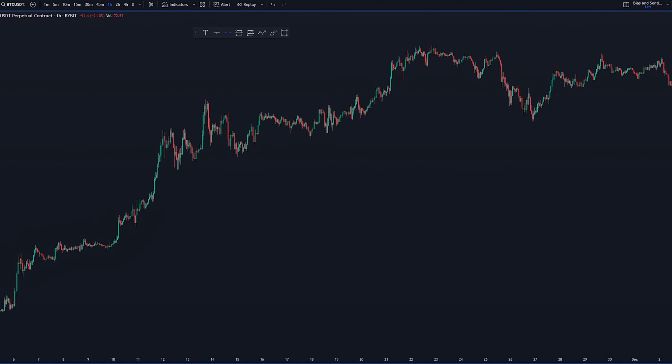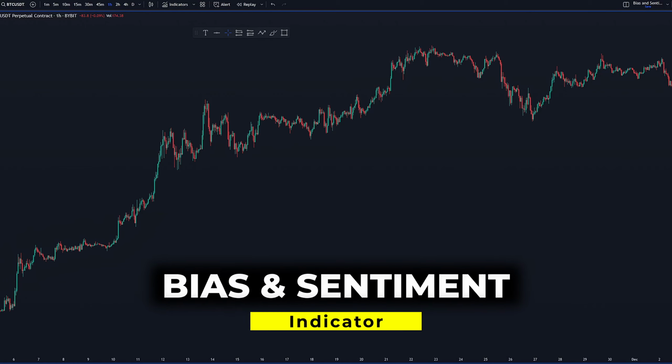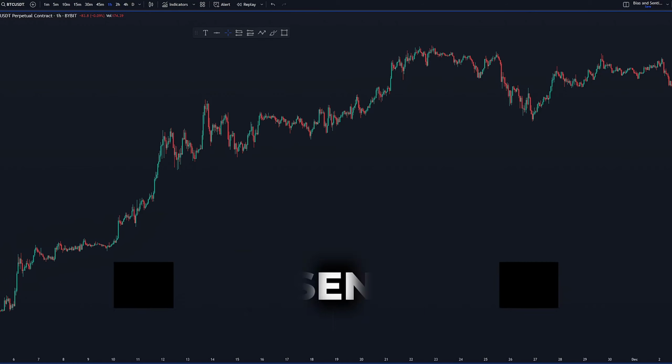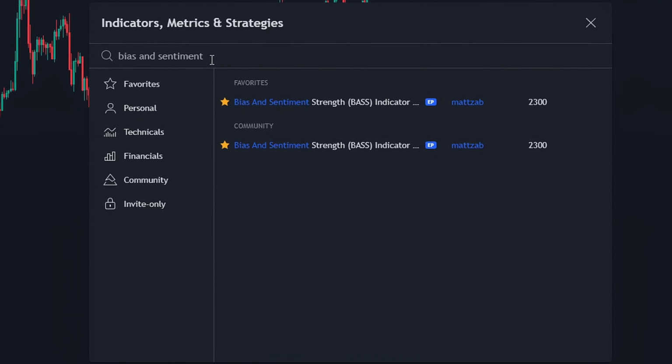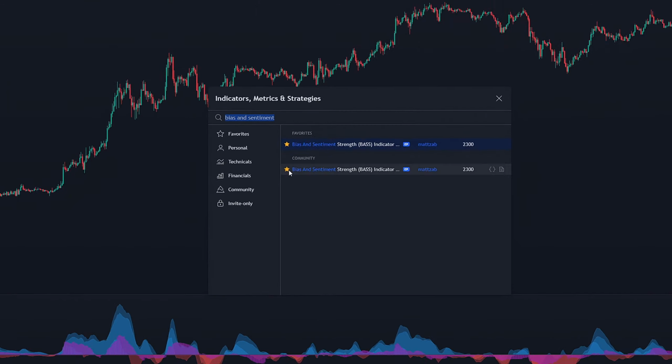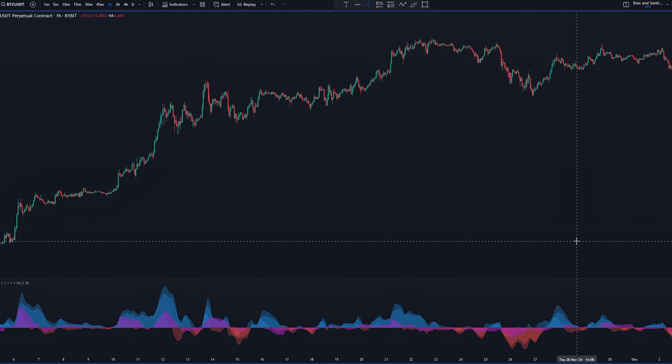Today we're going to build and analyze a strategy based on the Bias and Sentiment Strength Indicator, or BAS for short. In order to load it, open the indicator section and type Bias and Sentiment, and open this Editor's Pick indicator by Matt Sub. Let me quickly explain how this indicator works.